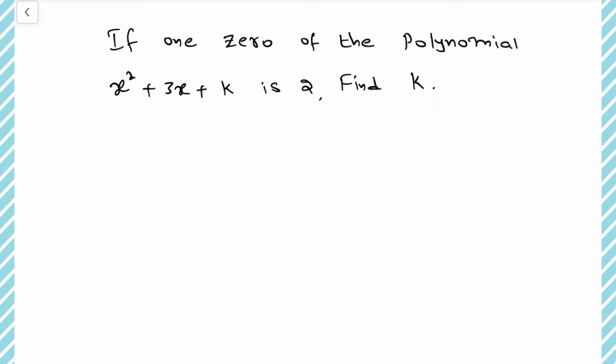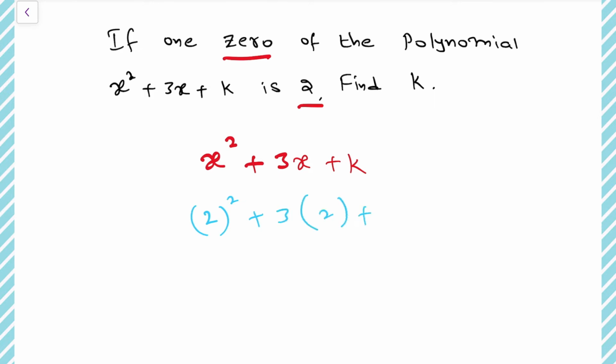Next question. If 2 is a zero of the polynomial x square plus 3x plus k, then find the value of k. So he mentioned that 2 is a zero. In the place of x, simply we need to substitute 2. So the given polynomial is x square plus 3x plus k. Now in the place of x, we need to substitute 2: 2 square plus 3 into 2 plus k.